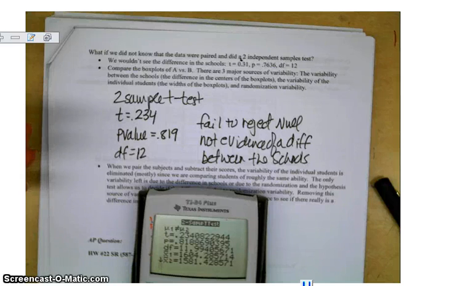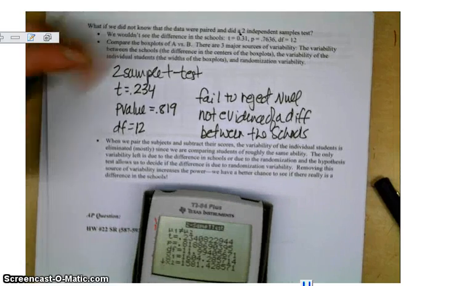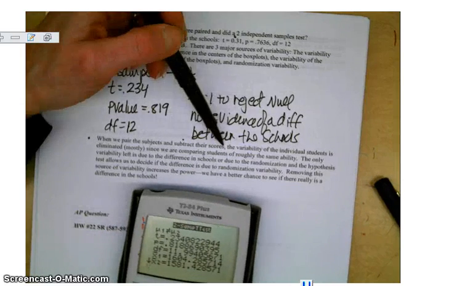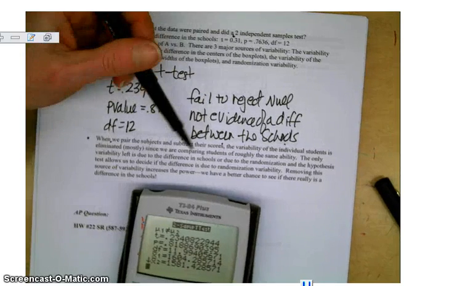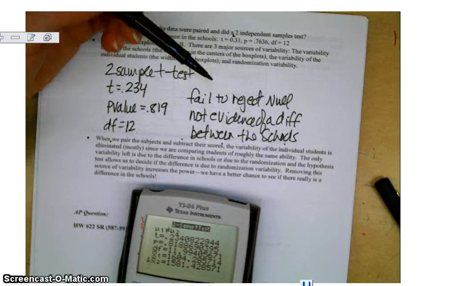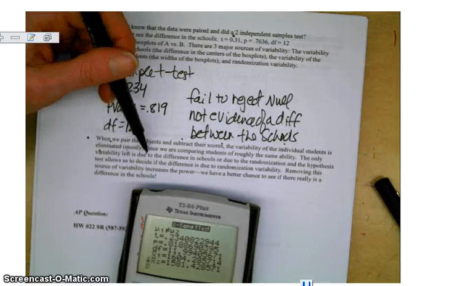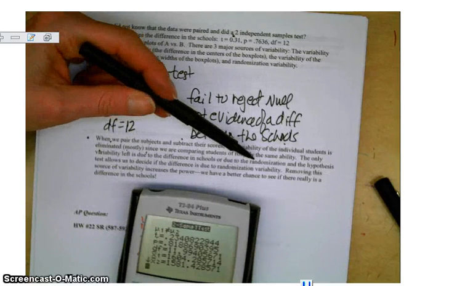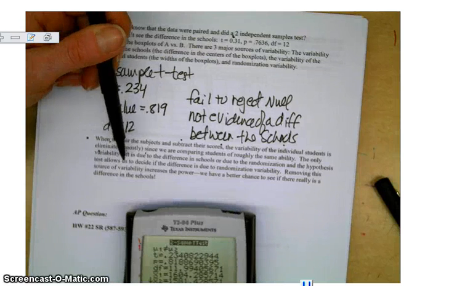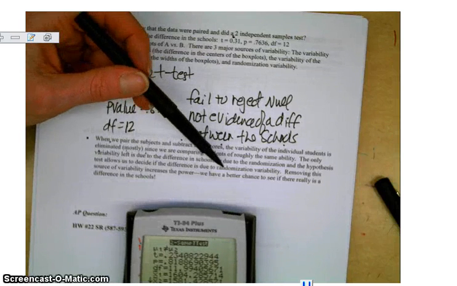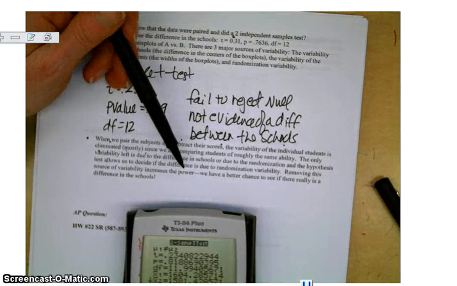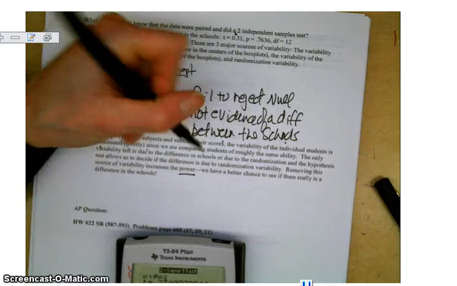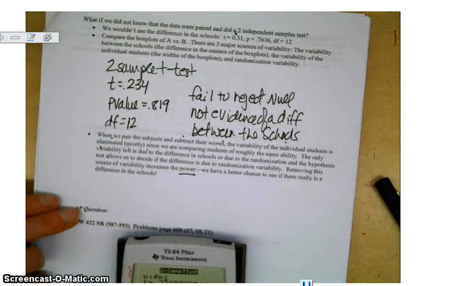But you can only do a matched pairs if you purposely match them up by some meaningful way to start with. So when we pair the subjects and subtract their scores, the variability of the individual scores is eliminated, mostly, since we're comparing students of roughly the same ability. The only variability left is due to the difference in the schools or randomization. And the hypothesis test allows us to decide if the difference is due to randomization variability. So removing this source of variability increases the power. Typically, a matched pairs test has more power than a two-sample test.